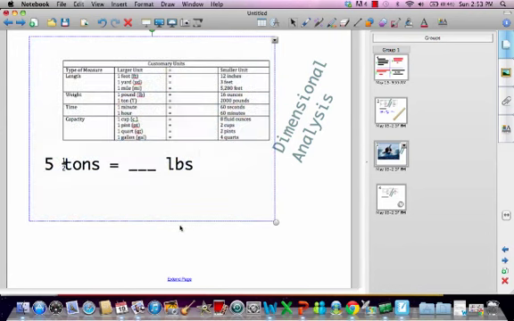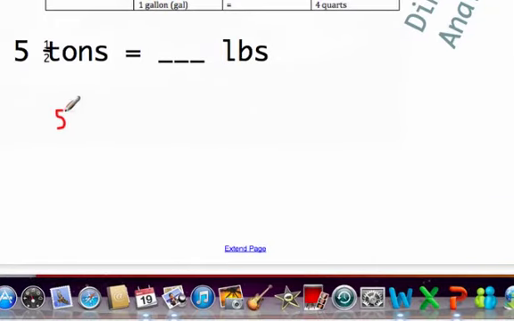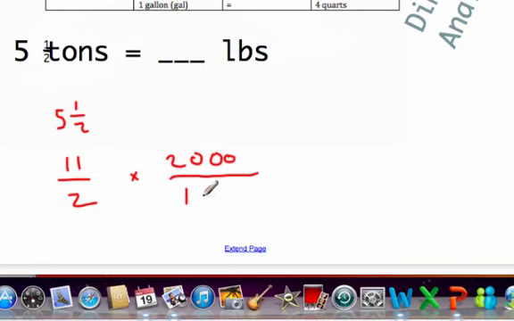A killer whale, by the way, they can weigh up to 6 tons. We'll say that this one's 5.5 tons. So we got to convert this into pounds, and you can see right here the weight for a ton is 2,000 pounds. So if we have 5.5, well, that's also known as 11 halves if we make that improper. And we're going to be multiplying that by 2,000 pounds for every 1 ton.